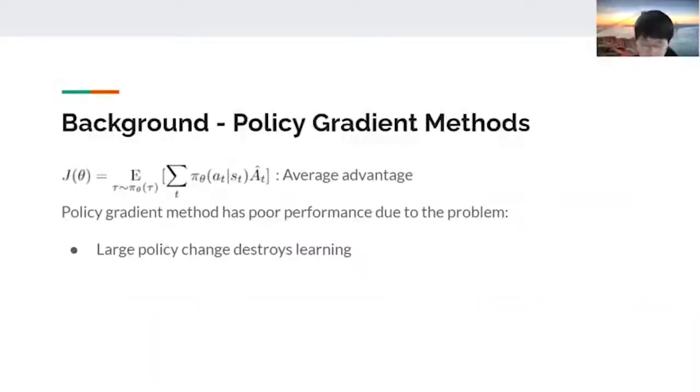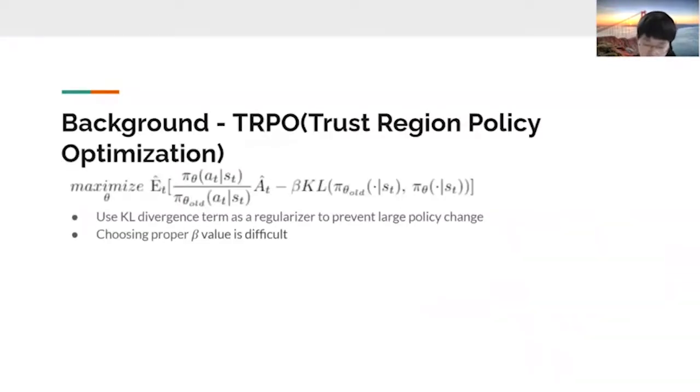Policy gradient method uses a very natural loss function, which is the average advantage over each simulation of environment and agent. However, policy gradient method has poor performance due to the problem that a large policy update may destroy the whole learning process. So we have the TRPO algorithm, which uses a KL divergence term as a regularizer to prevent large policy change. However, the beta value here is really hard to tune properly.